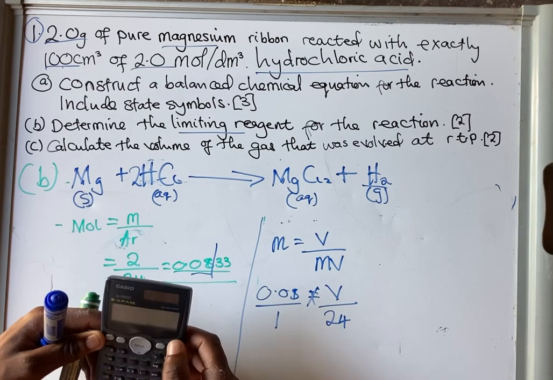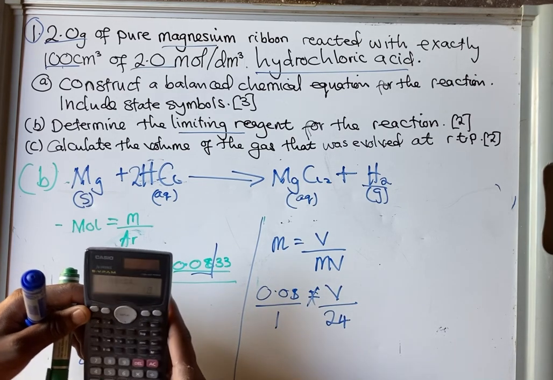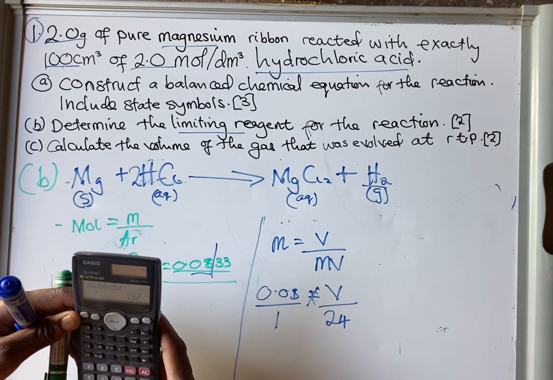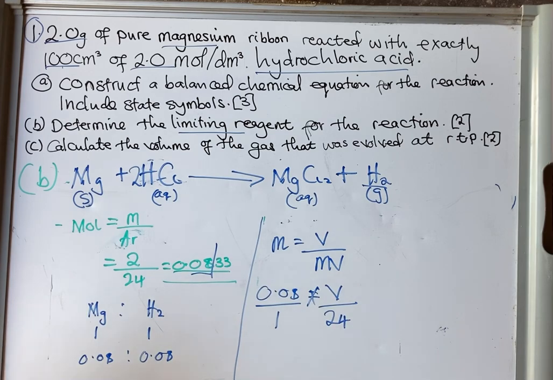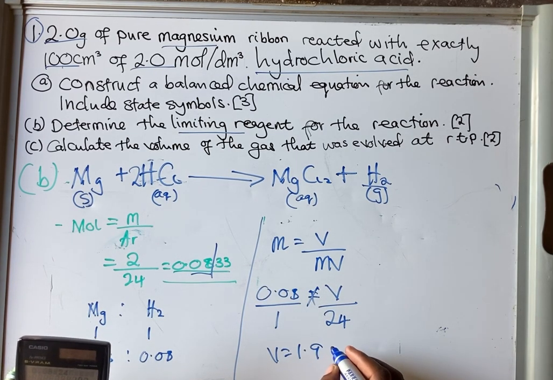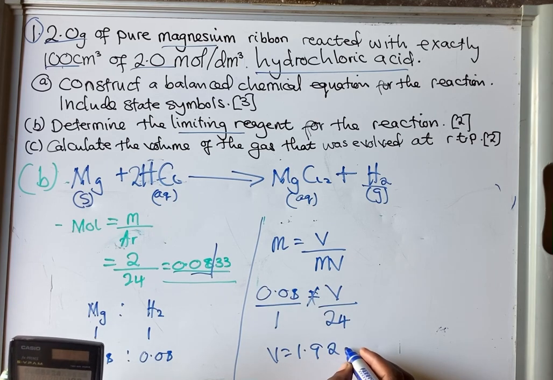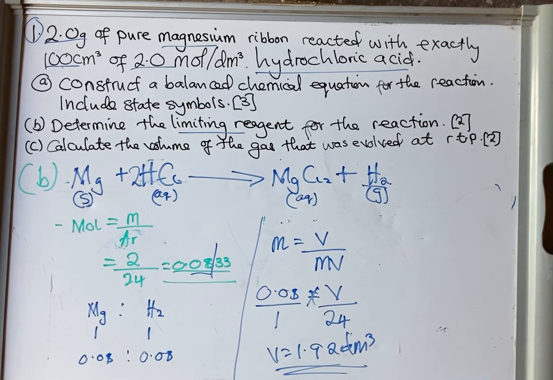Okay, let me just multiply again. 0.08 times 24, giving us 1.92. So volume is equal to 1.92 decimeter cubed. Okay, so the volume of the gas which was evolved is 1.92 decimeter cubed.